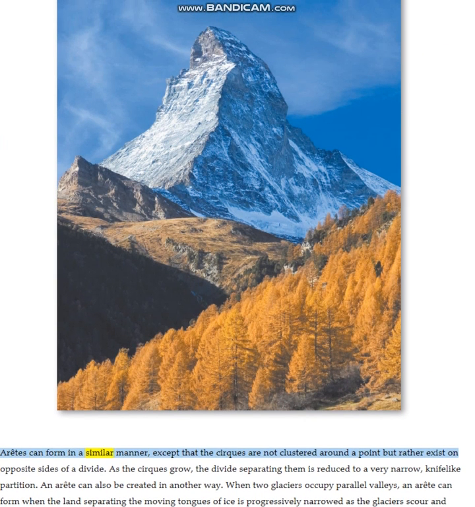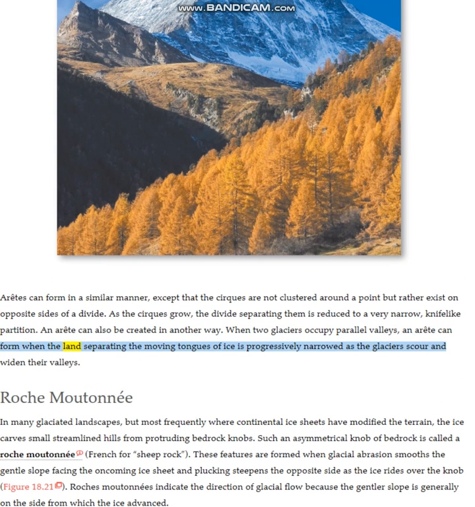Arêtes can form in a similar manner, except that the cirques are not clustered around a point but rather exist on opposite sides of a divide. As the cirques grow, the divide separating them is reduced to a very narrow, knife-like partition. An arête can also be created in another way. When two glaciers occupy parallel valleys, an arête can form when the land separating the moving tongues of ice is progressively narrowed as the glaciers scour and widen their valleys.